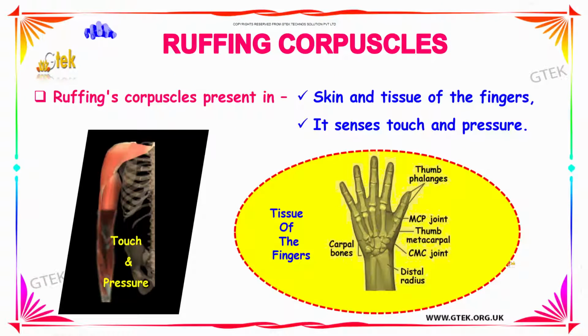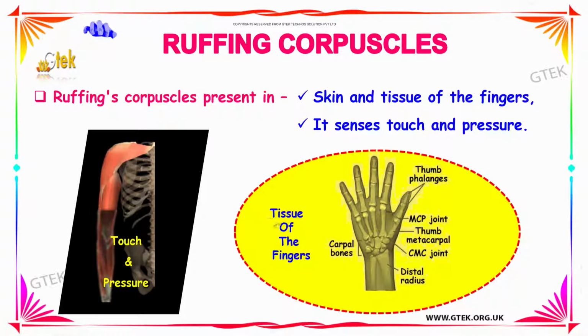Next, we are going to study about Ruffini's corpuscles. Your Ruffini's corpuscles are present in the skin and tissues of the fingers. It senses touch and pressure. So these touch and pressure can be sensed by your Ruffini's corpuscles and will result in the sensation.